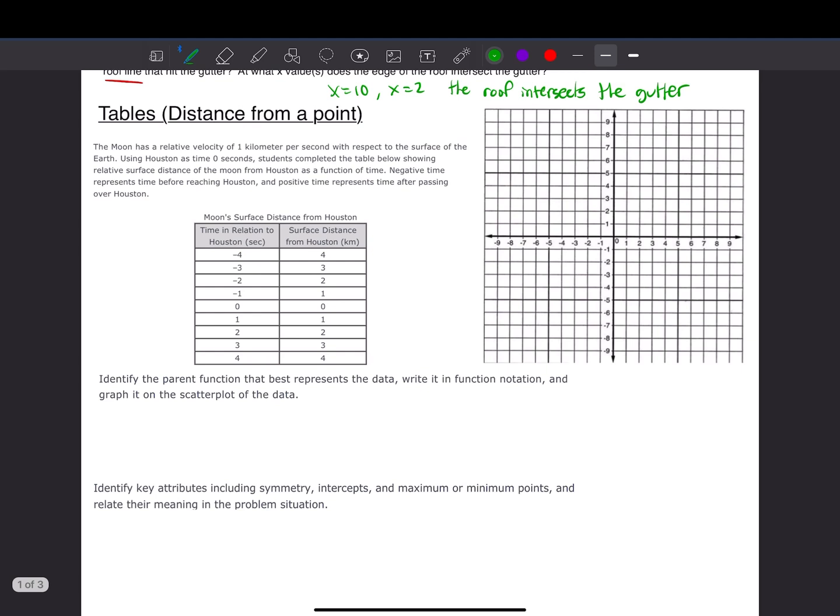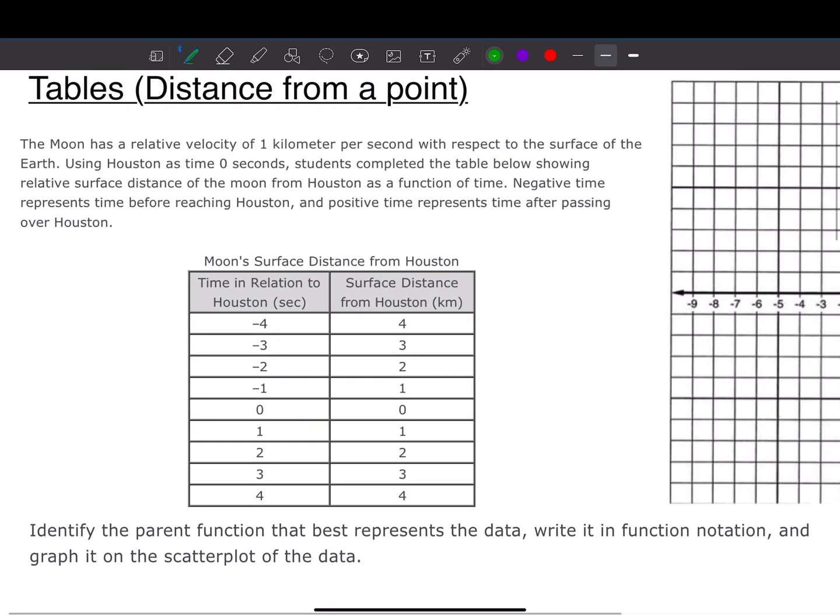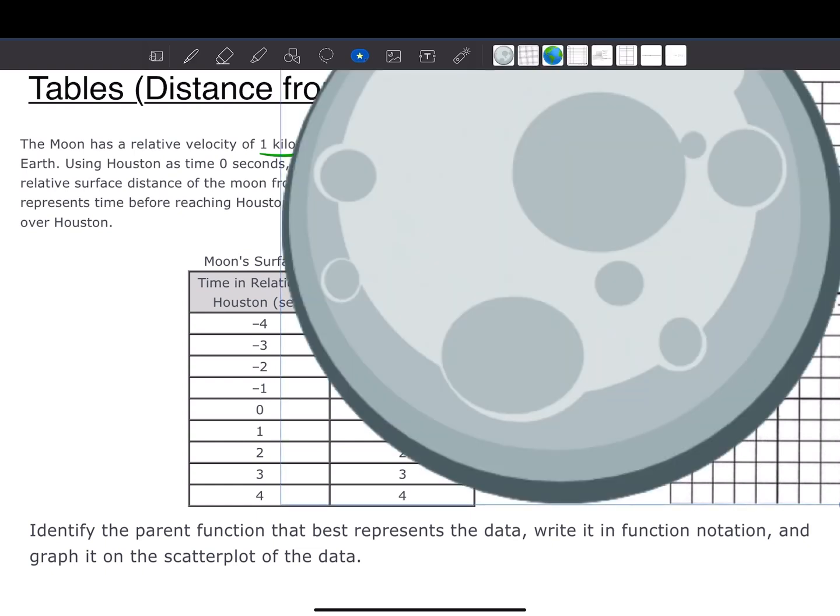Okay, tables. We can do absolute value functions from graphs. We could do it from tables. We could do it from descriptions. In this case, we have both a description and a table. Anytime I'm given a story, a real-world problem, I like to draw pictures just so I can visualize it in my head. So the moon has a relative velocity of 1 kilometer per second with respect to the surface of the Earth. So I prepared, and I have a moon.